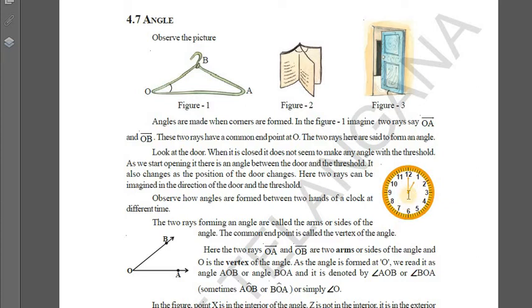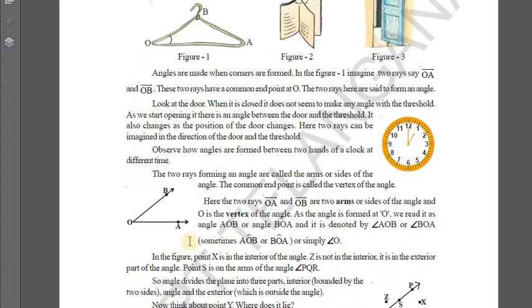So this is the common point we are going to consider, and these two are called the arms of the angle. The two rays forming an angle are called arms or sides of the angle. The common end point is called the vertex of the angle. Now coming to this example, the two rays OA and OB are two arms or sides of the angle, and O is called the vertex of the angle. As the angle is formed at O, we can read it as angle AOB or angle BOA. Okay, and it is denoted in this way, or where the angle is forming here at O, you can also write simply angle O.